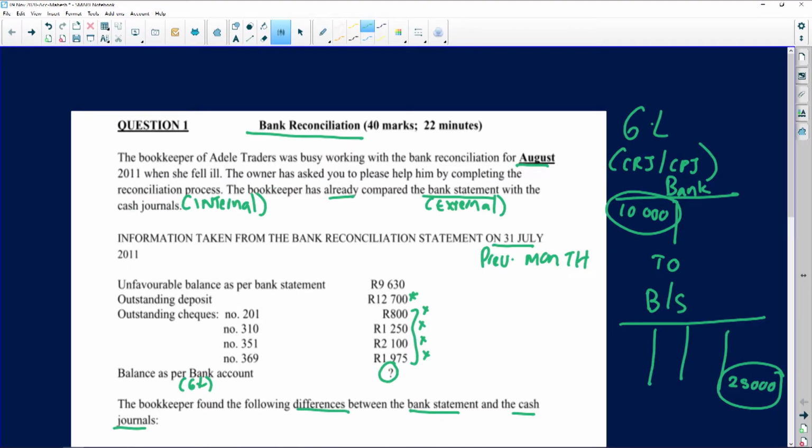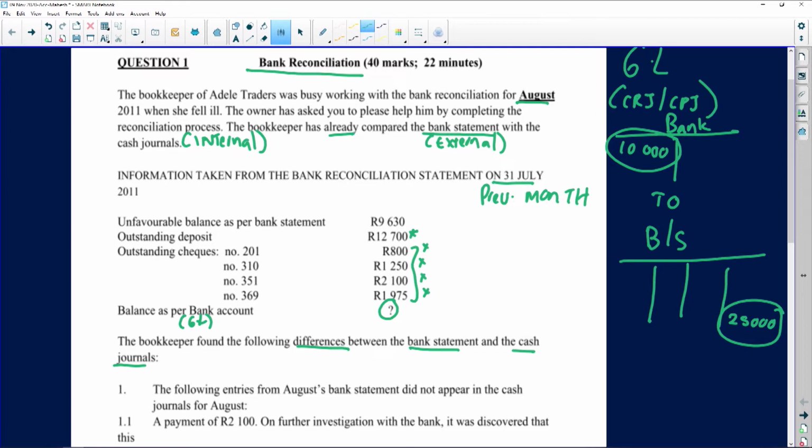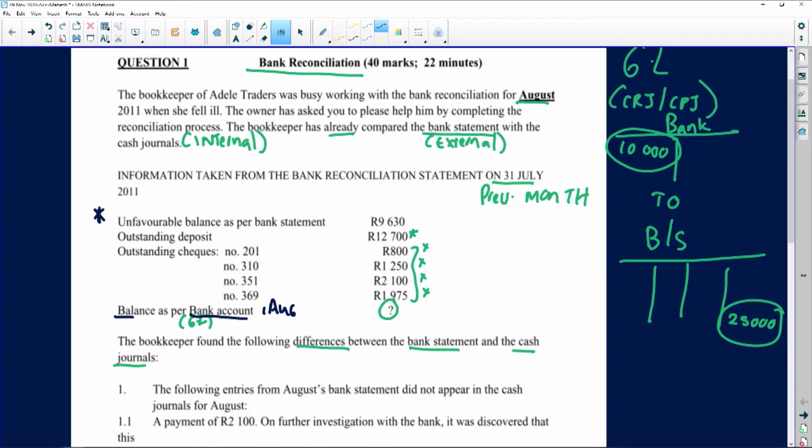Right, so I'm going to now begin with the previous month's bank recon statement. So that's my starting point, and I'm going to work in this order. I want to first calculate what is the balance as per my bank account general ledger on the 1st of August. As I read through the information, I will fill in wherever it is relevant on the answer sheet, but not necessarily in the order of the answer sheet.